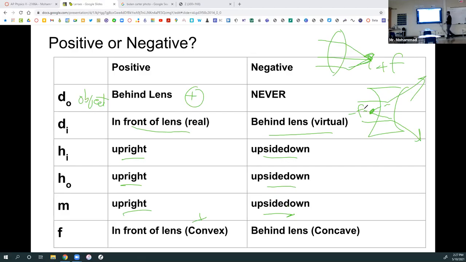So this will probably take a little while to get your head around, and kind of cemented. But we'll work through a couple of problems. We'll kind of apply this. Then I briefly want to talk about eyes for a little bit.